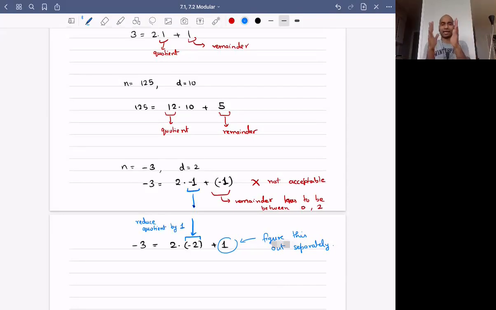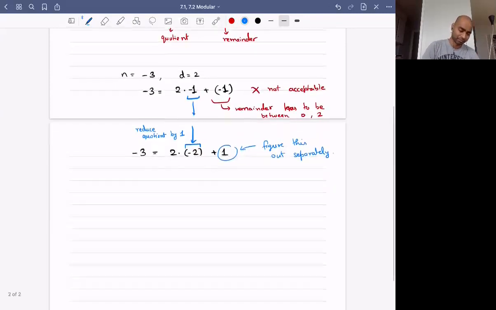And that made that term more negative. And so I can then fix it by making the remainder positive, and whatever comes out of it is the correct remainder. Let me just do one more quick example.